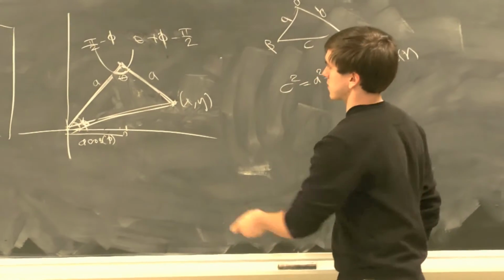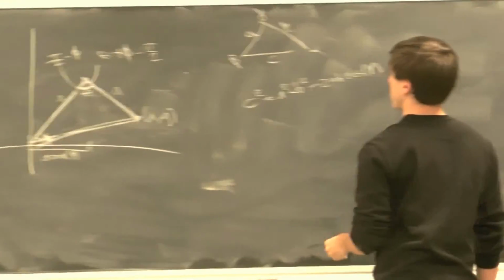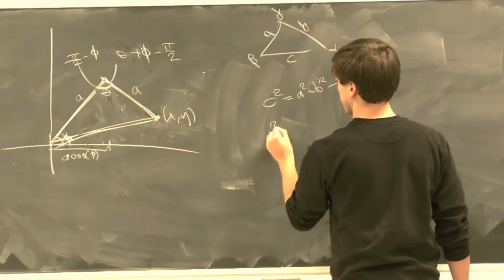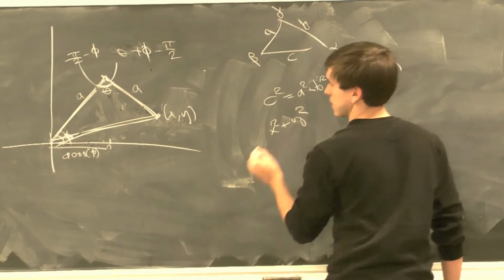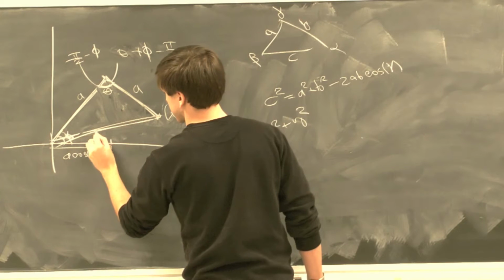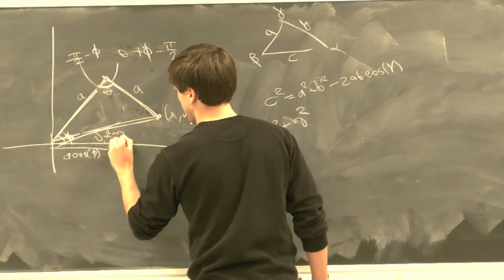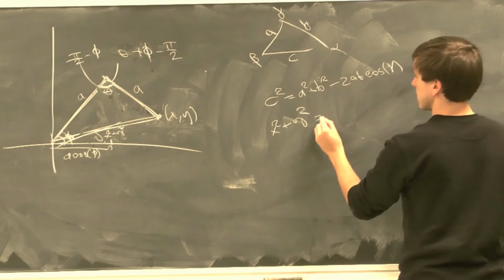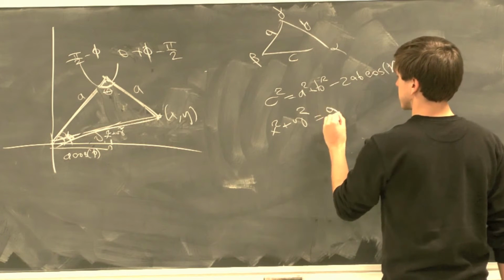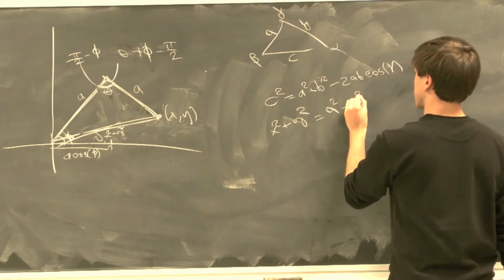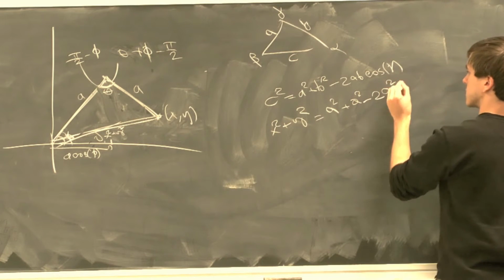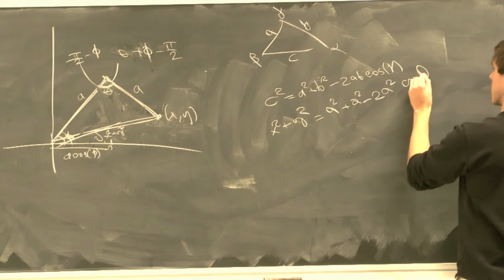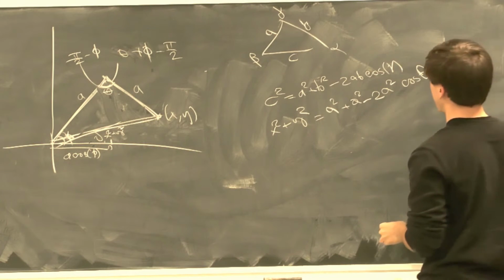We don't really care about angles. This is the only angle we care about. We get x squared plus y squared, which is the length of this side squared, by Pythagoras, equals a squared plus a squared minus 2, again a squared, times cosine, and in our case this is theta.